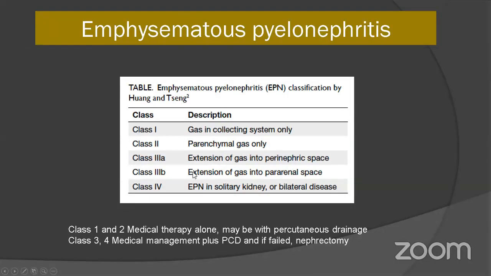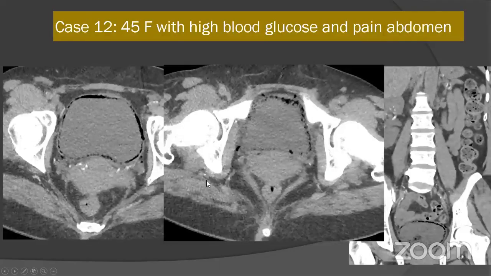It has been classified, and the basis of this classification is to guide therapy. As the current trends are, medical therapy is always tried first. If it's maybe class 2, where you see parenchymal gas, you may want to do percutaneous drainage if there is poor response to antibiotics. If there is extension beyond the kidney into the perinephric or the pararenal spaces, perhaps combined with percutaneous drainage, and in case of failure, a nephrectomy may be performed.